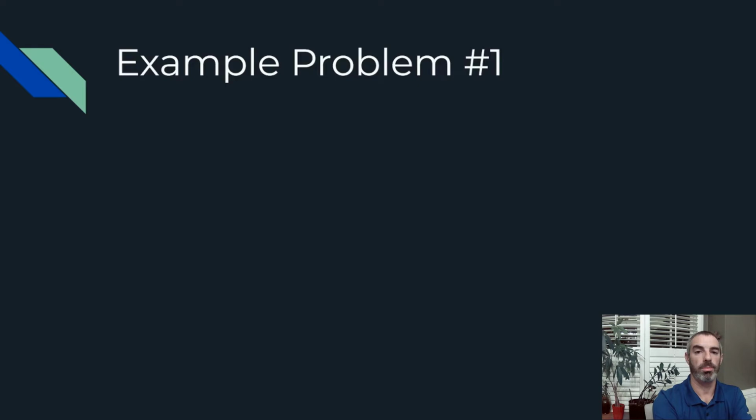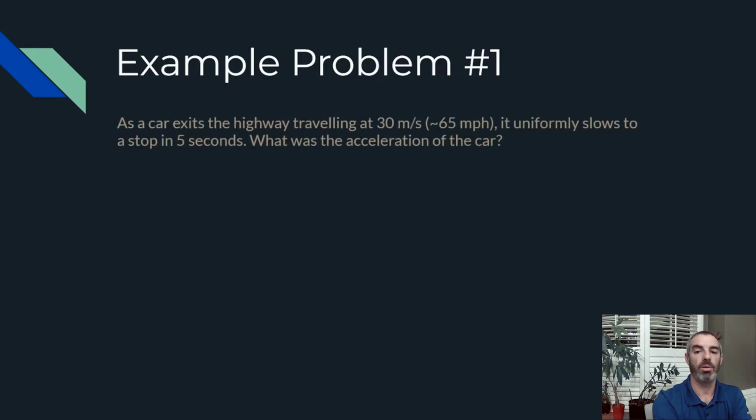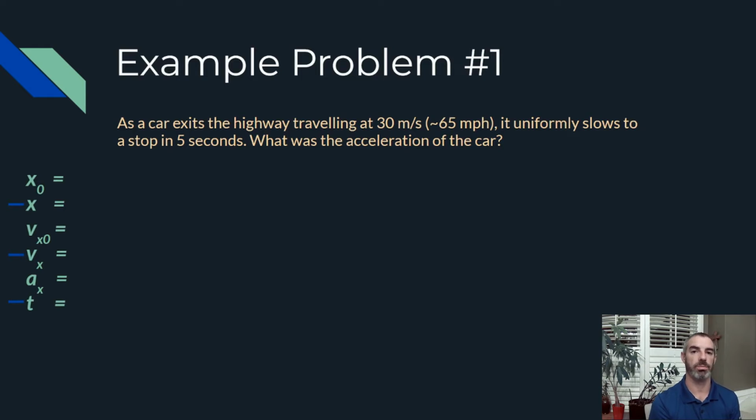Let's look at an example problem. So we have an example of a car exiting the highway, traveling about 65 miles per hour, slows to a stop in 5 seconds. And what we want to know is the acceleration of the car during the period while it was slowing down. What we do first is list the variables in that specific order that I showed you. And there's a reason for that. It helps us figure out an equation. So we put the dashes in front as well of the missing variables.